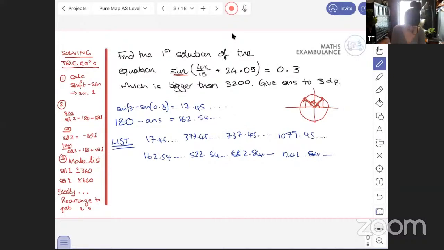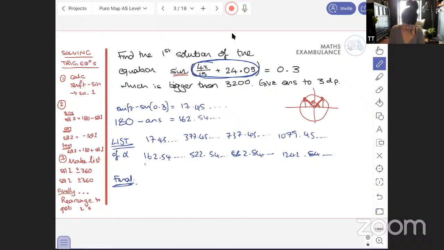And now I'm going to do the final step. So the final step is that what I have found there, that list, they are not x's. They are 4x over 15 plus 24.05s. That's what they are. They are these things here. That's what I have found, a big long list of those things there. So what do I need to do to them? Let's say I call these ones alpha.